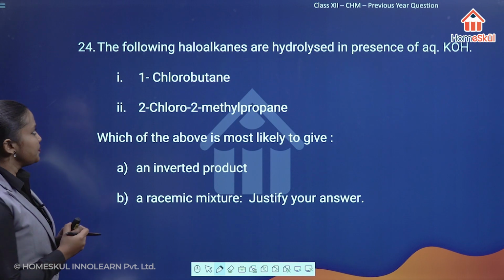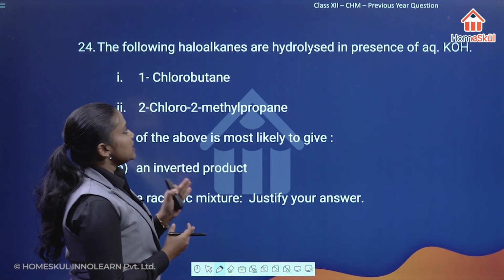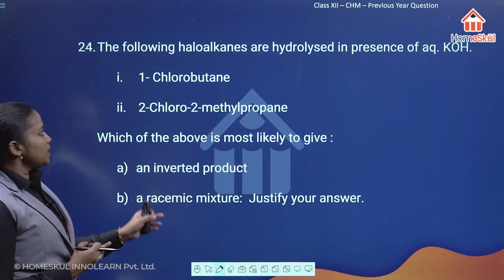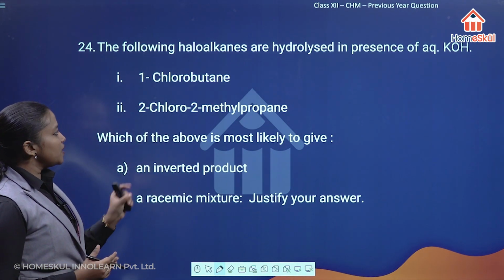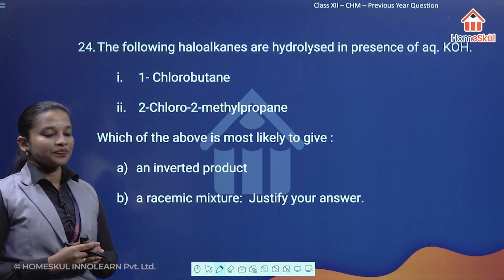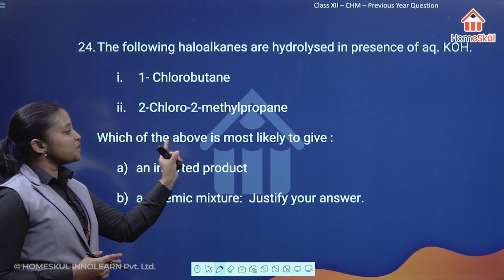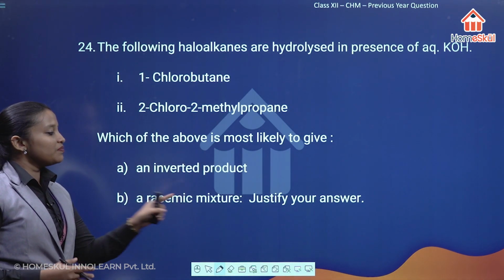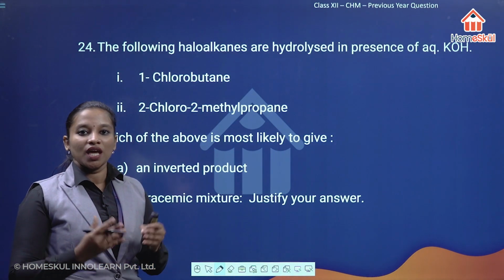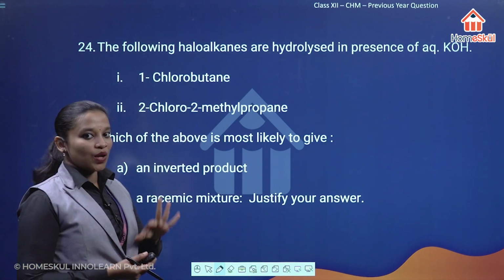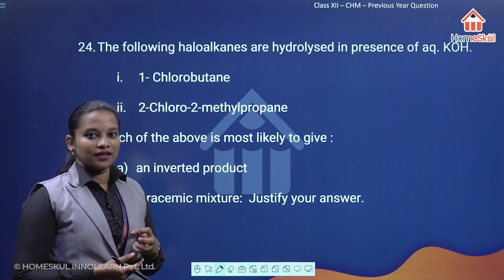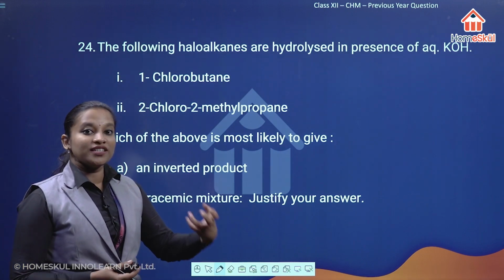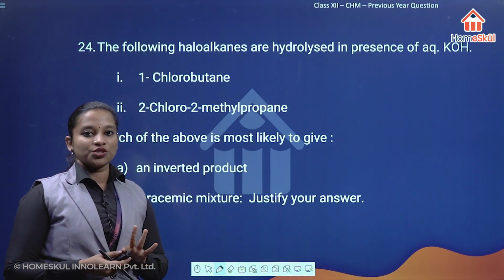Yes, 24th question. The following haloalkanes are hydrolyzed in the presence of aqueous KOH. First one, 1-chlorobutane, and the second one, 2-chloro-2-methylpropane. Which of the above is most likely to give an inverted product, and which a racemic mixture? Justify your answer. Okay, this is the question. We have two haloalkanes here. We have to find which one gives an inverted product and which one gives a racemic mixture when it is treated with aqueous KOH.